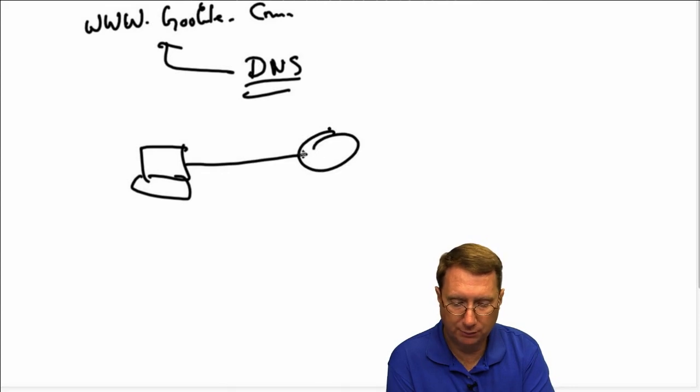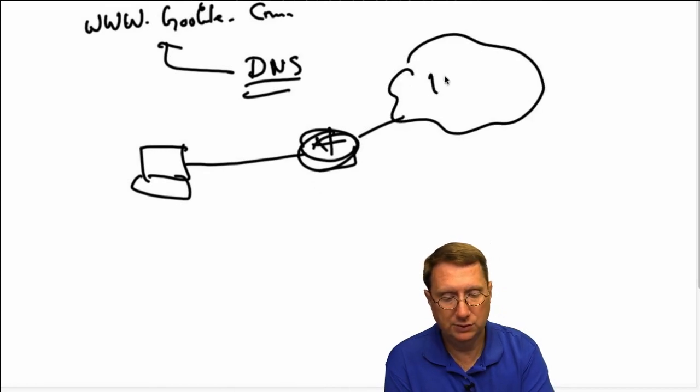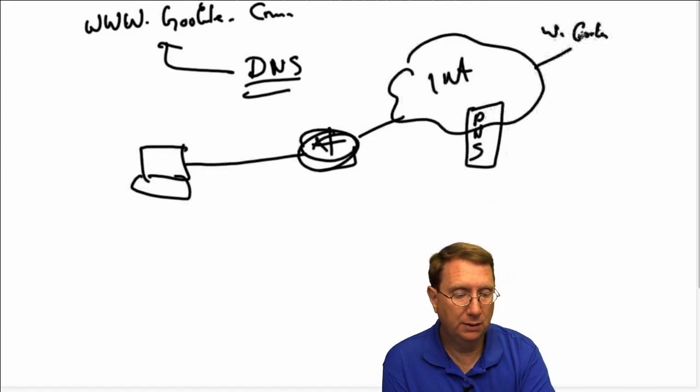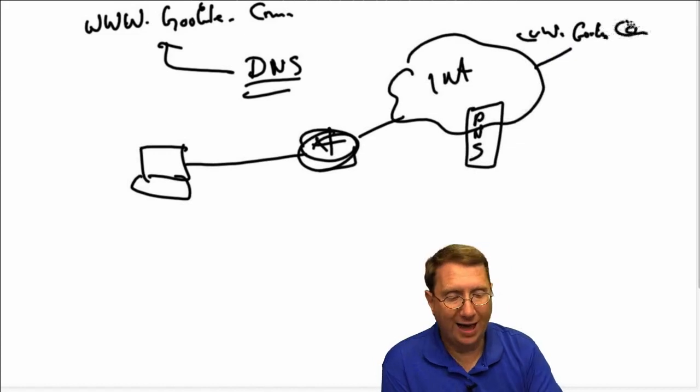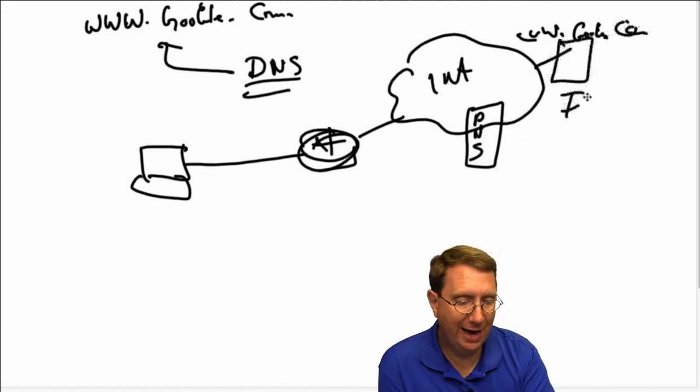So I'll draw a router just because I'm a good boy, and we need a router in our infrastructure to get to the internet. I'll draw my cloud. So this is the internet. Now out here on the internet at my service provider is a DNS server. Now I want to get to www.google.com. Now that's on a server. But the problem is that I don't have the IP address of that server.